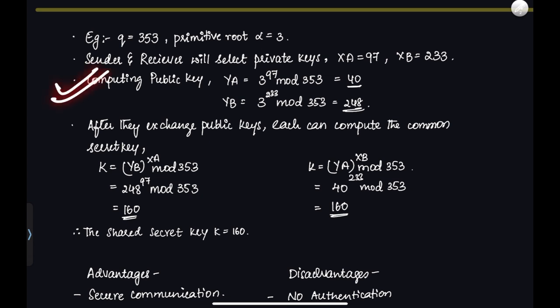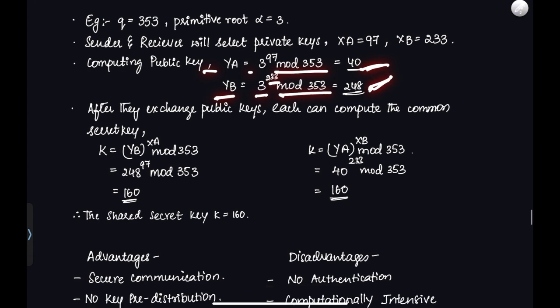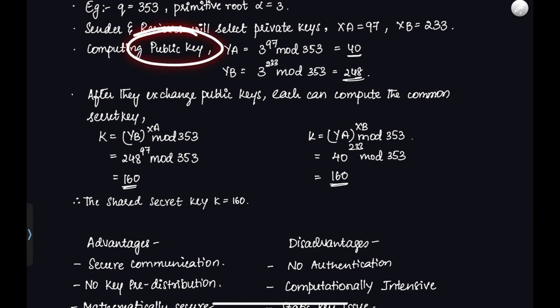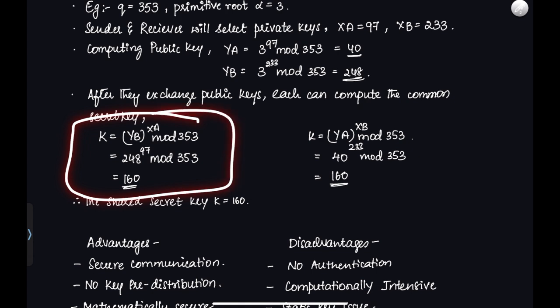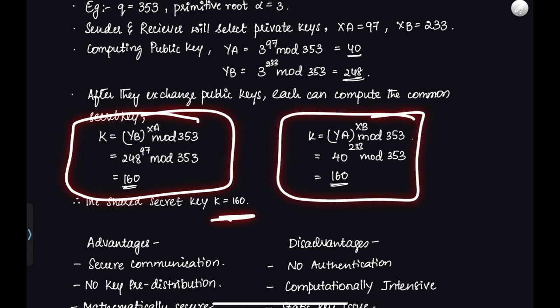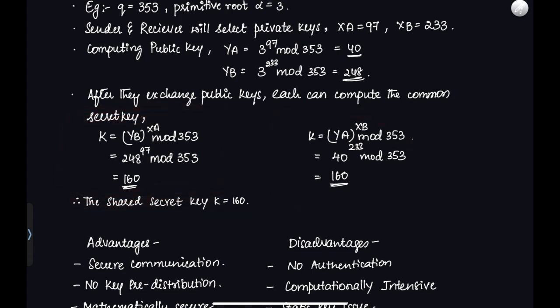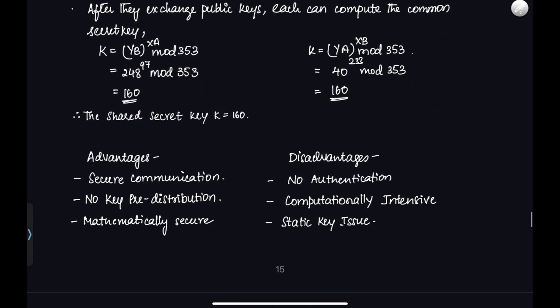Next we'll compute the public keys. So ya is equal to 3 power 97 mod 353, we get 40, and yb is equal to 3 power 233 mod 353, we get 248. After knowing the public key values, those values will be exchanged, and after that we'll calculate the secret keys. So when we calculate the secret keys, we get the k value as 160. So here the same operations are followed like we have done for the previous two questions.